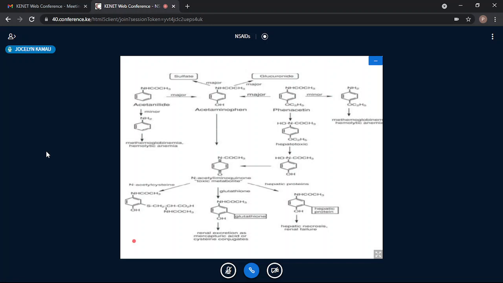I need a bit of interaction from you. What is glutathione made of? Can I get some answers? What is glutathione made of? I hope you have done metabolism. I think normally with Dr. Kegundu. Have you done metabolism? I hope you have. What is glutathione made of?